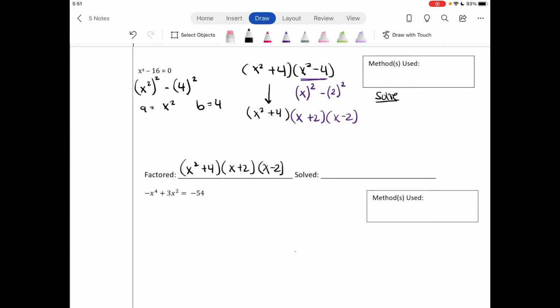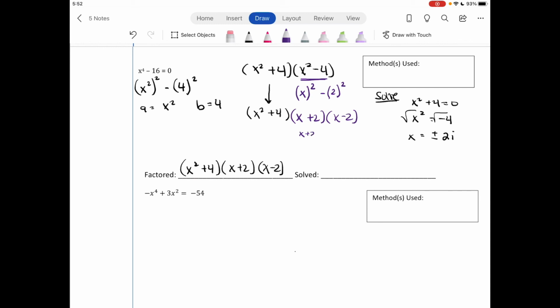Now we are ready to solve. We have that x squared plus 4 equals 0, subtract the 4 to the other side, so x squared is equal to negative 4. We take the square root, and x is going to be equal to both plus and minus. Remember, square roots always produce 2 solutions. Since it's negative, we're going to have an imaginary solution, and it will be 2i.